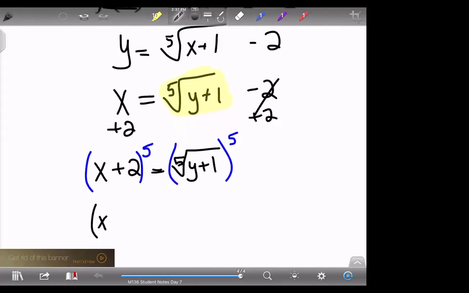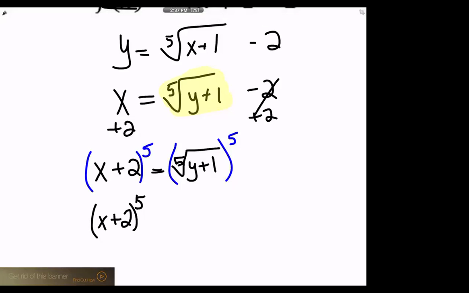So I now have x plus 2 to the fifth power. Now I know that x plus 2 to the fifth power actually means x plus 2 times x plus 2 times x plus 2 times x plus 2 times x plus 2. You do not have to multiply that out. You're going to leave it as x plus 2 in parentheses to the fifth power. So don't multiply all that out. If it's anything higher than 3, don't multiply it out. And then on the right-hand side, your fifth root and your fifth power cancel, leaving you with y plus 1.